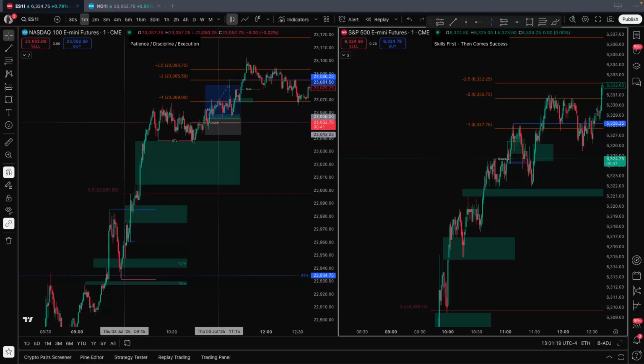It pretty much reversed at the 2.5 standard deviation, and from a lot of backtesting that I've done, oftentimes it'll come up, tap the -2, and then reverse a little bit. So it seems to me to be a pretty decent target. But yep, that was the trade. The position was managed pretty nicely. I think I did everything on par with my plan.